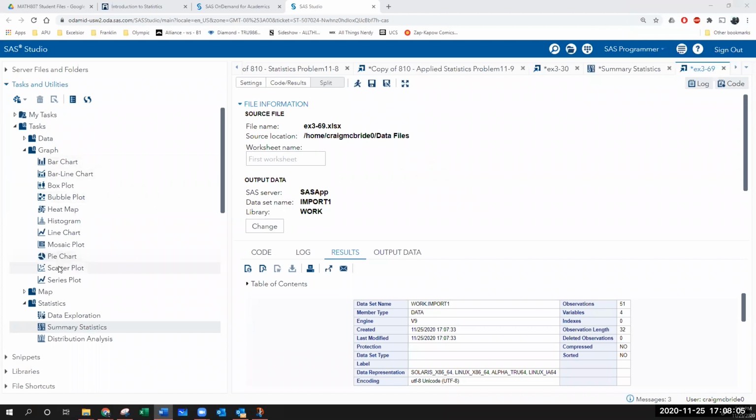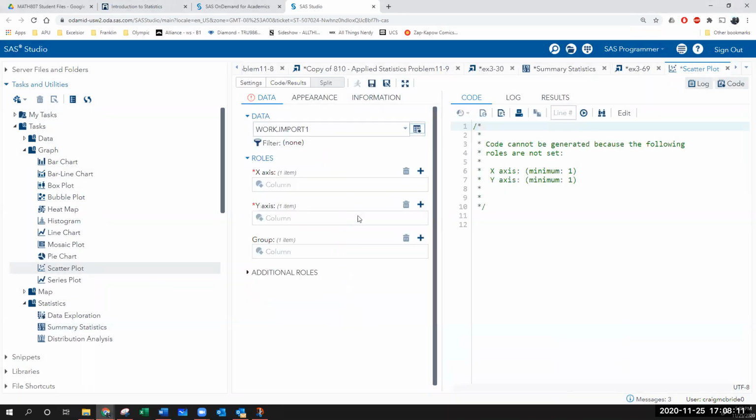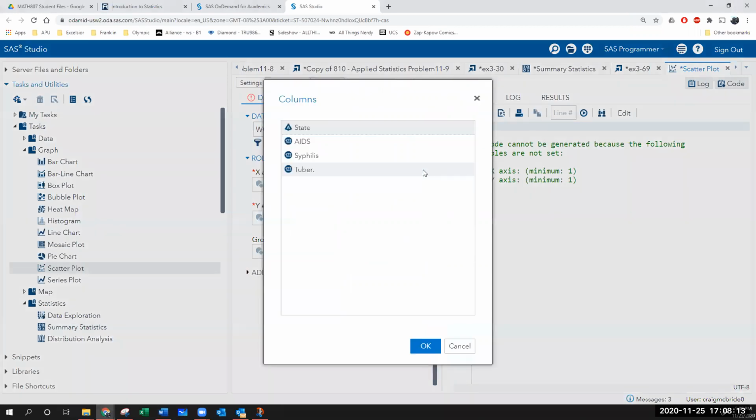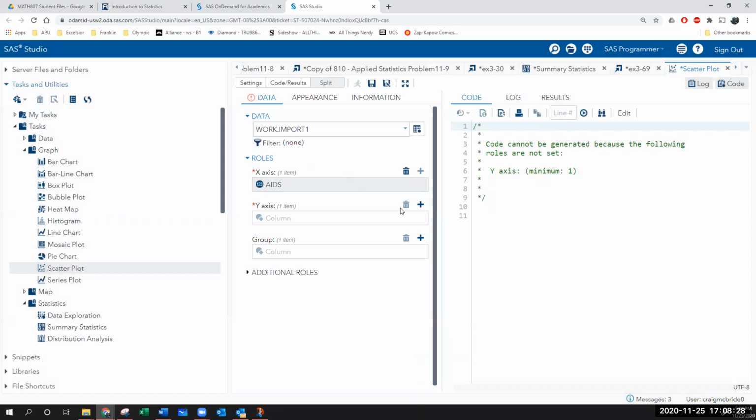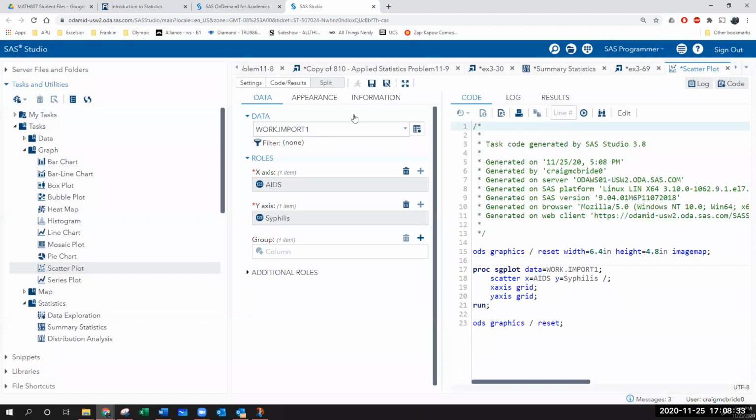If you wanted to, you could just go down here to scatter plot and double click scatter plot. And then choose your data, the x-axis, and it says construct a scatter plot of the number of AIDS cases versus the number of syphilis cases. So that normally means you put X and Y in the order in which they say it, right? So when they say AIDS versus syphilis, then that means AIDS should be X and syphilis should be Y. And then you can just literally just run that.